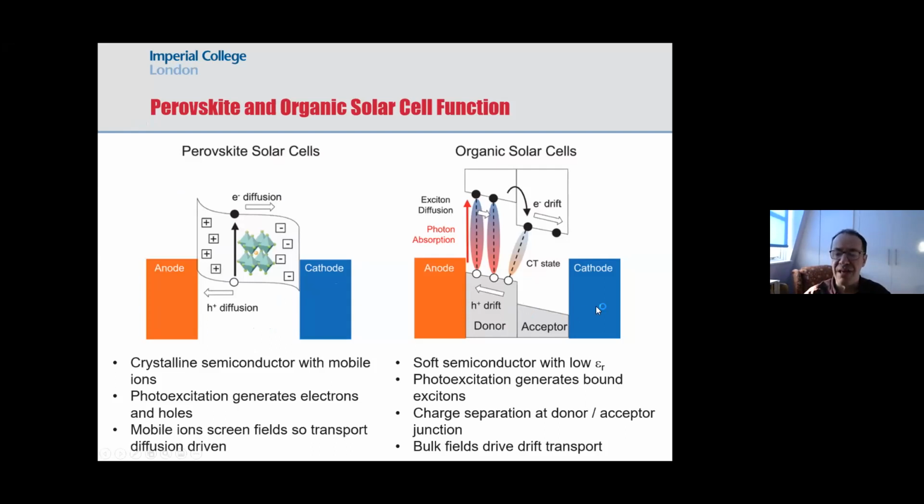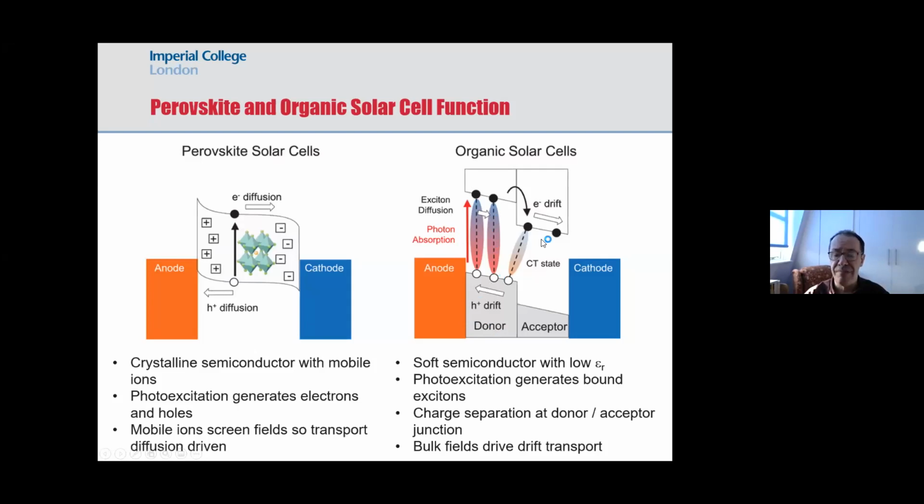Organic solar cells have a similar structure, except the light absorber is now typically a donor-acceptor bulk heterojunction. So it contains both a donating light-absorbing organic material and an accepting one. The main difference is that the organic materials have a low dielectric constant, which means that photoexcitation doesn't generate free charges, it generates bound electron hole pairs.